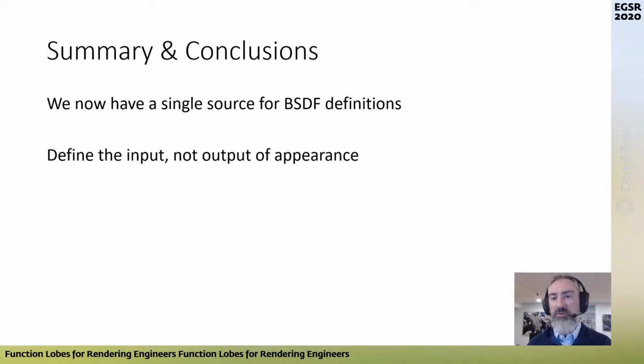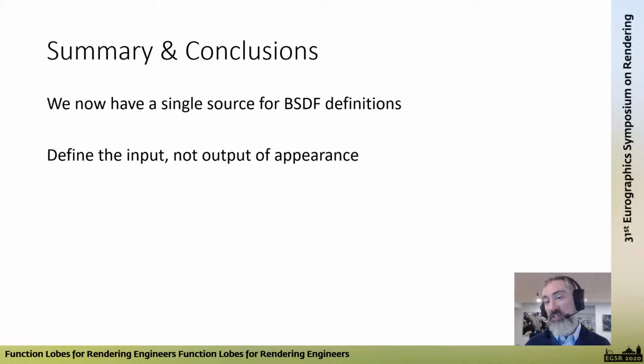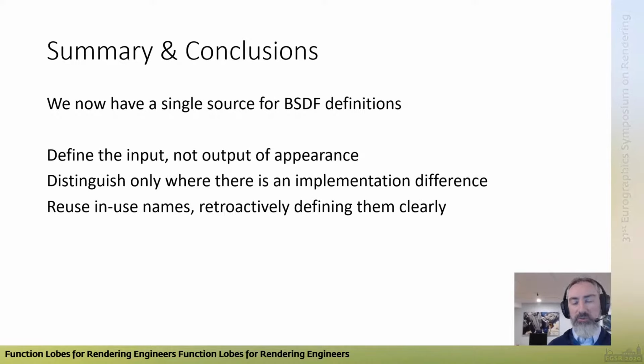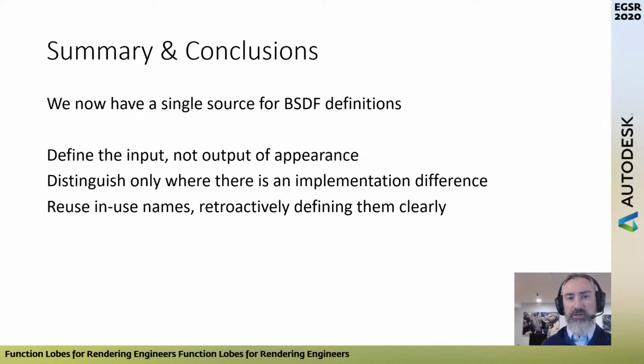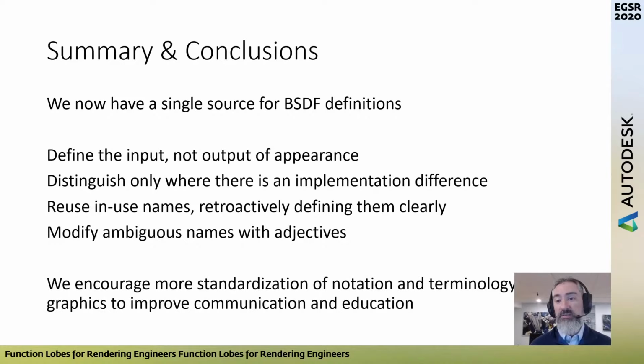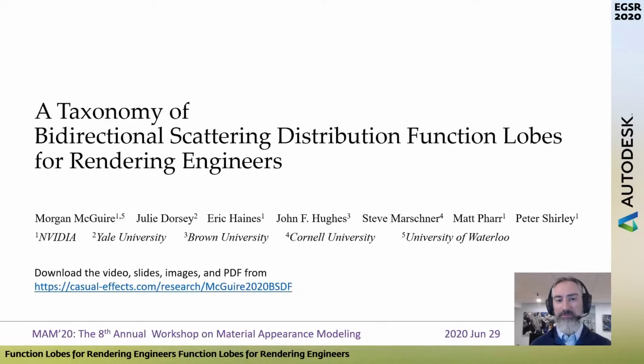The methodology that we arrived at is one that I'll now use for creating terminologies and taxonomies in general, which is: define the input, not the output; distinguish where there's an implementation difference, and that's where we put the branches; reuse terminology that's already in use, but retroactively define it so that it's now clear and unambiguous. We really encourage further work on standardization to make interdisciplinary communication more effective and to make graphics more accessible to newcomers. Thank you very much.